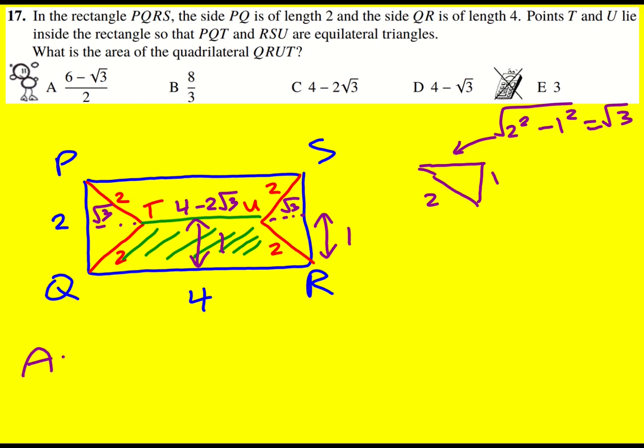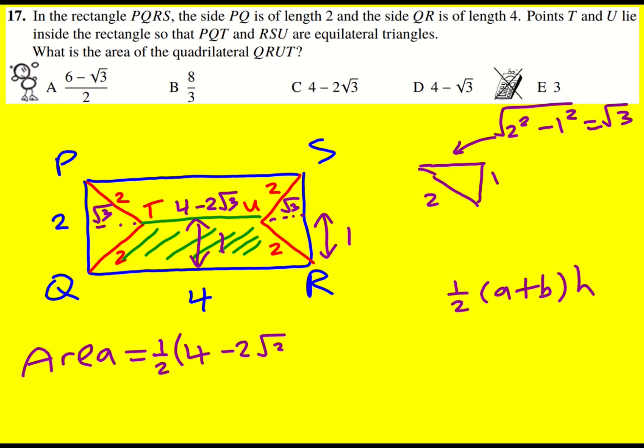And so the area is going to be, remember the area of a trapezium, by the way, is a half a plus b times h. A and b are the two parallel sides. So it's going to be a half times 4 minus 2 root 3 plus 4. And then I'm going to times by 1.